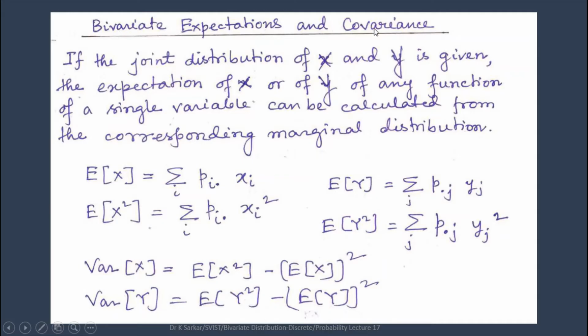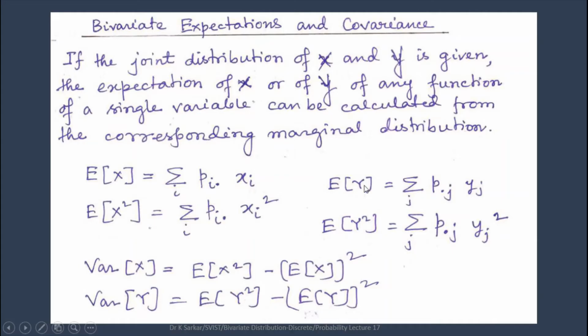Bivariate expectations and covariance. If the joint distribution of x and y is given, the expectation of x or of y, or of any function of a single variable, can be calculated from the corresponding marginal distribution. So expectation of x equals sum over i, Pi dot multiplied by xi. Expectation of x square equals sum over i, Pi dot multiplied by xi square. Similarly for expectation of y and expectation of y square.